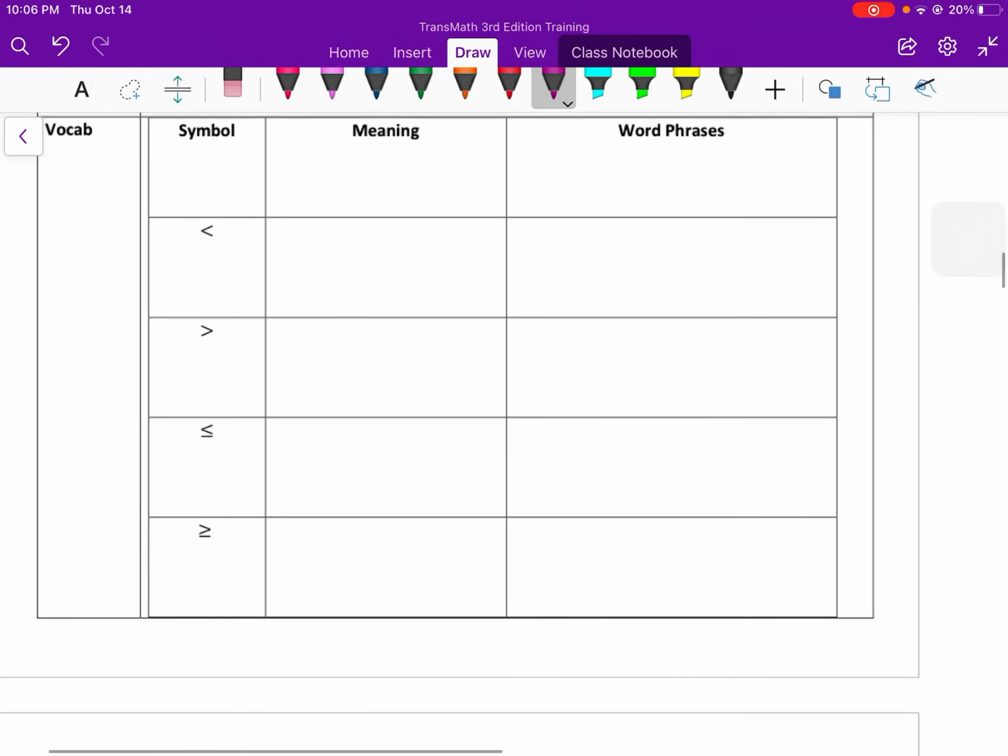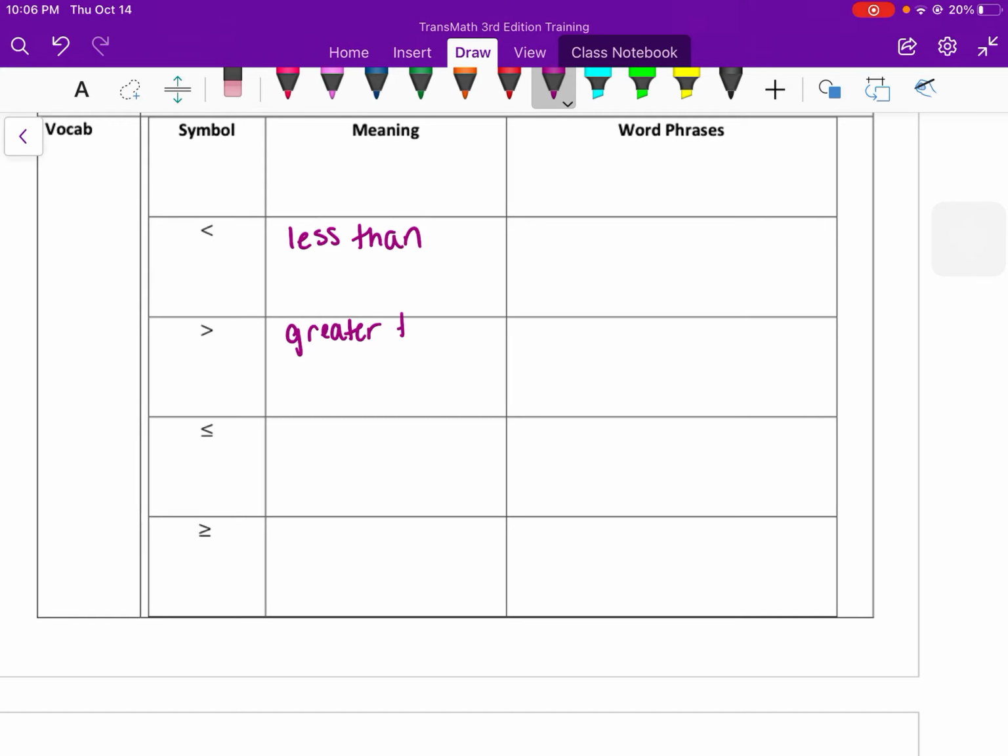All right, so just a quick review here. This symbol means less than, and then we have greater than. Then we have less than or equal to. And then we have greater than or equal to. So today we're going to look at some of the word phrases that might represent these inequalities.